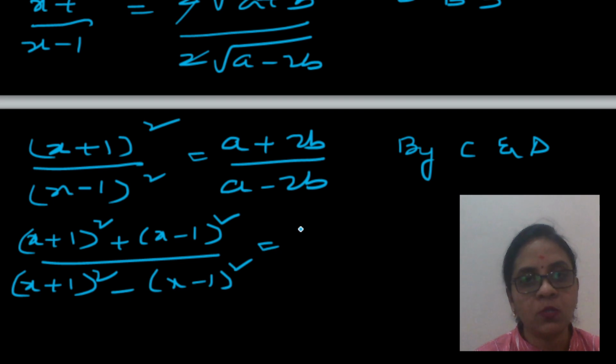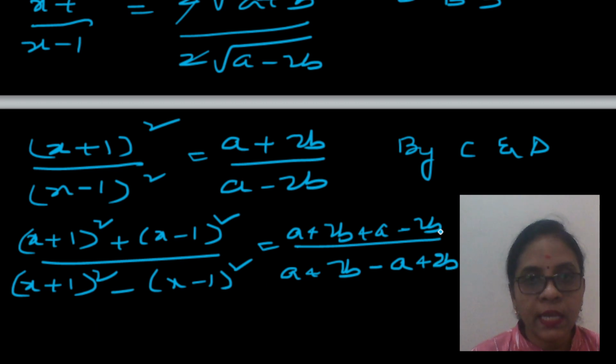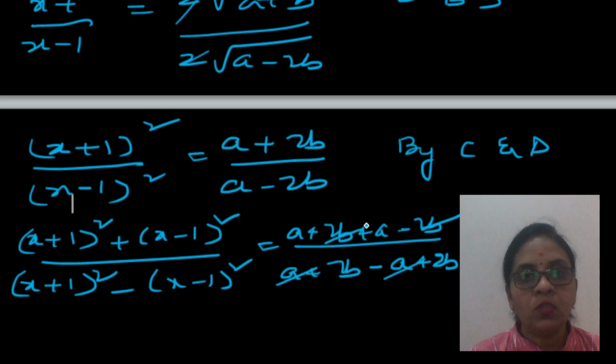You have a plus 2b plus a minus 2b and a plus 2b. After you write the numerator, children, change the sign of the denominator, minus a plus 2b. Now if you see again here we can cancel 2b, here we can cancel a and a. So we are left here, the RHS I am writing first, 2a by 4b.